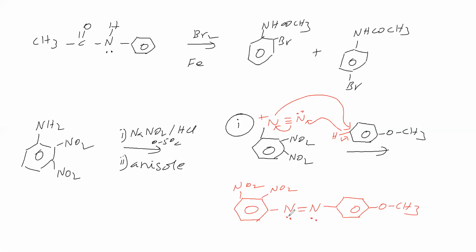So we are getting this compound by a coupling reaction. The diazonium group goes for coupling reaction with the phenyl ring. Therefore, the diazonium group on coupling reaction gives an azo compound, the azo group. Next reaction we'll see.